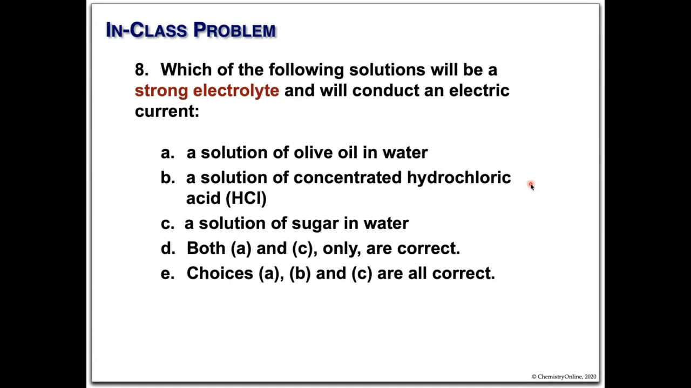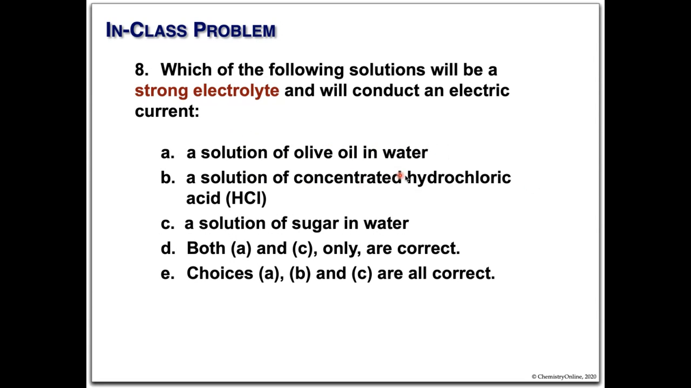All right, so which of the following will be a strong electrolyte? We know that it has to dissolve and it has to form ions. A, solution of olive oil and water. Well, if you've ever made salad dressing, there is no such thing as a solution of olive oil and water. It's a dispersion. It doesn't dissolve. That's the first strike against it.